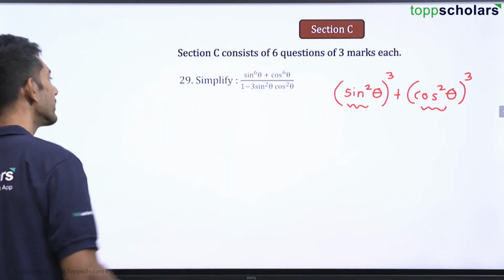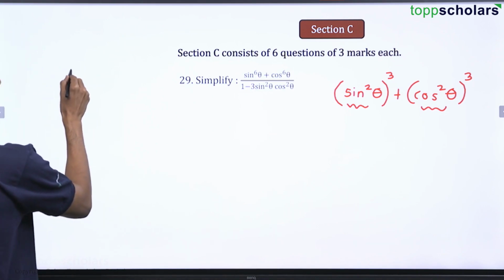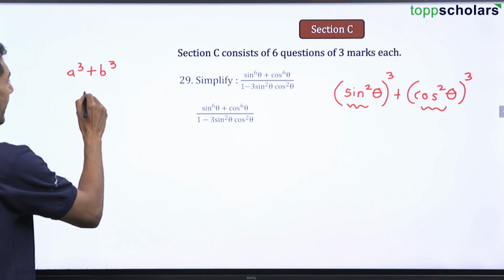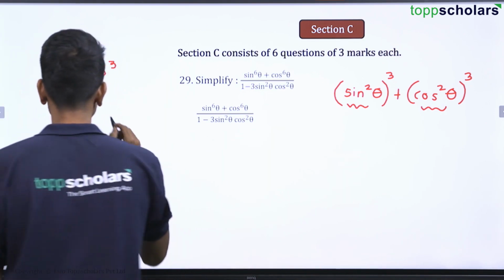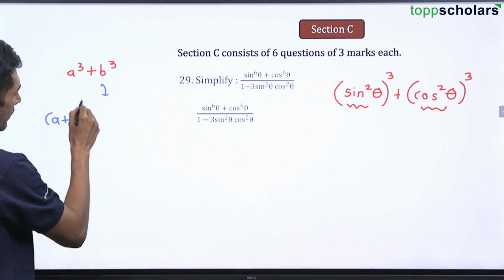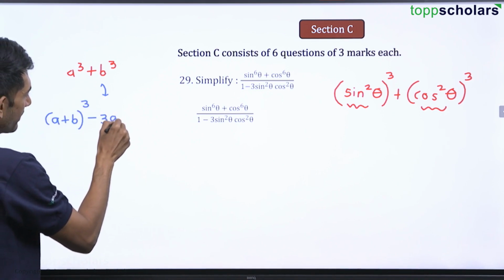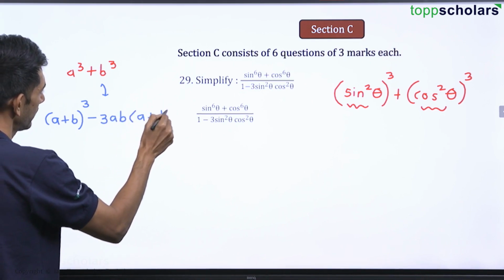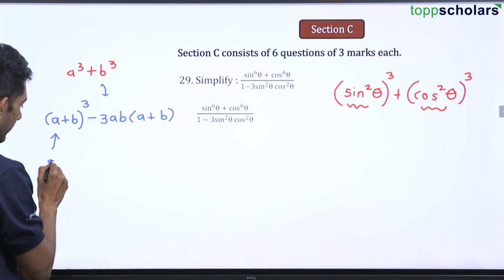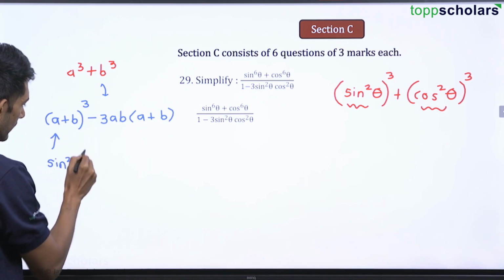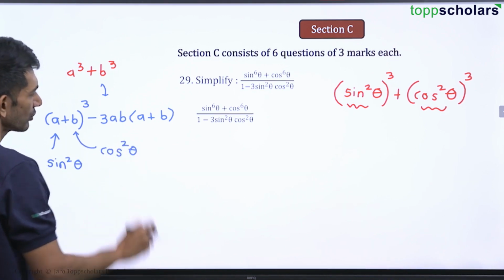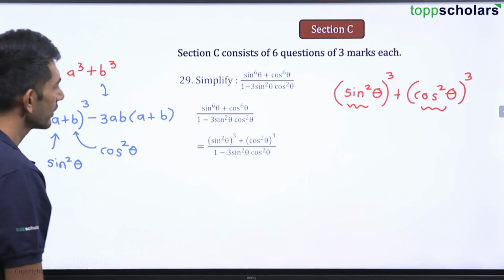And then I can solve this to get a cube plus b cube. So what is a cube plus b cube? Can I write down a cube plus b cube as, understand this, a plus b the whole cube minus 3ab into a plus b. Please note that our a is nothing but sine square theta. Our b is nothing but cos square theta. So let us solve this further.